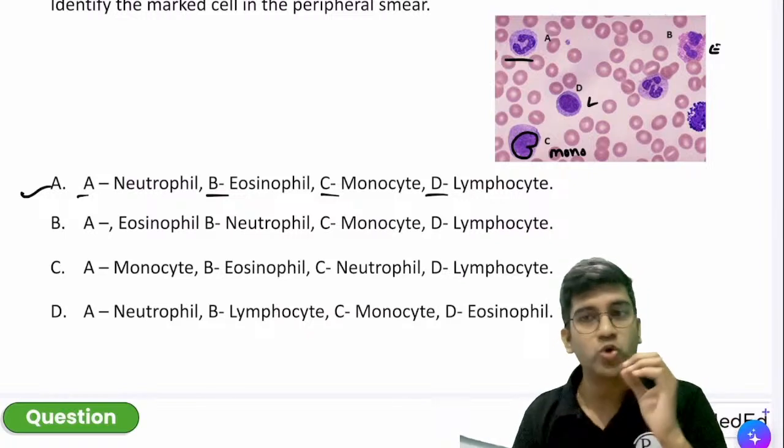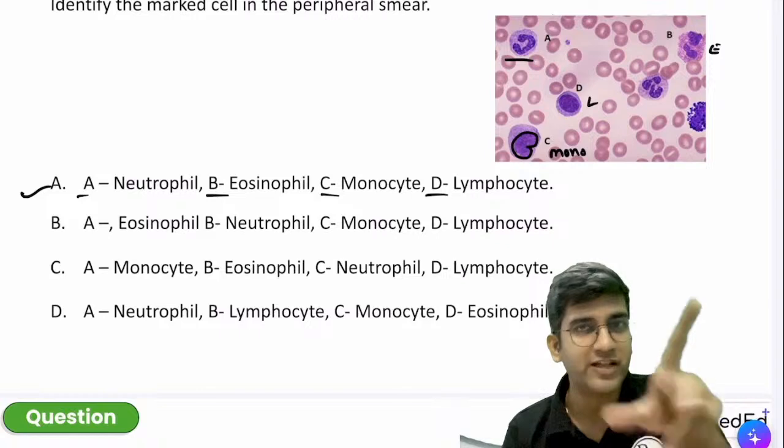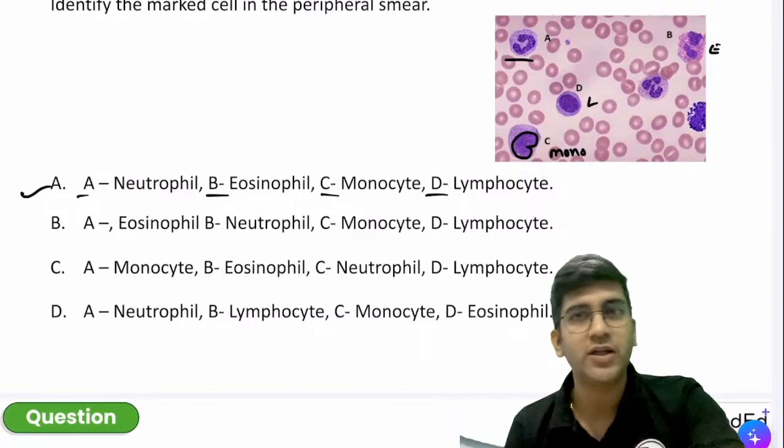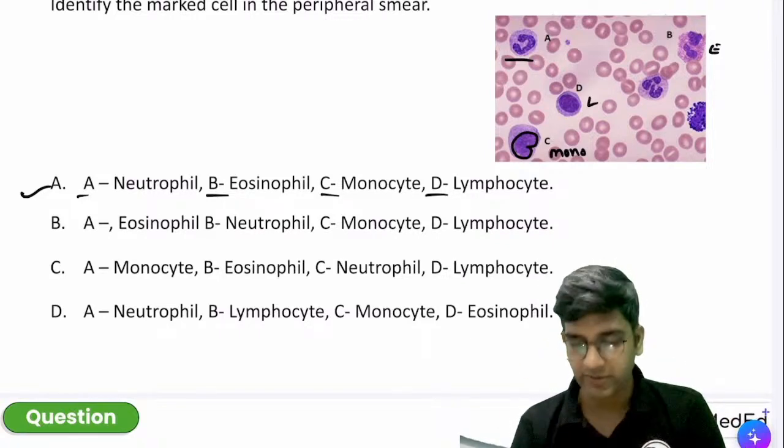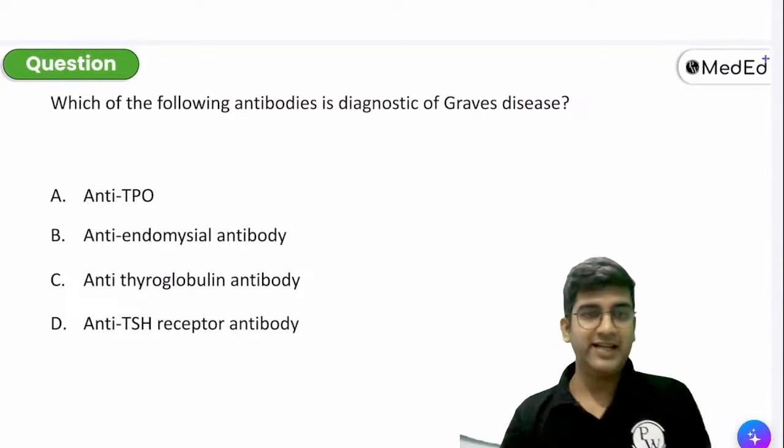These questions are also again very simple and easy, but please be patient. Don't get confused with the A, B, C, D options, too many things going around. Please be patient, you'll be able to write the correct answer. Fine. Perfect. Antibody, which is diagnostic of Graves' disease.